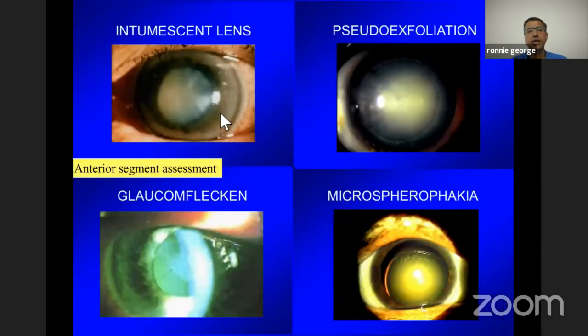When you look at the lens, an intumescent lens or glaukomflecken will give you the diagnosis again in a fairly straightforward manner. But look for subtle signs of pseudoexfoliation. If you're getting a dilated pupil, sometimes you may not see very much on the pupillary rim, but you will see it on the lens. And if you see the lens edge somewhere, and if you see a myopic refraction, don't forget that microspherophakia with a secondary angle closure is probably what you're looking at.